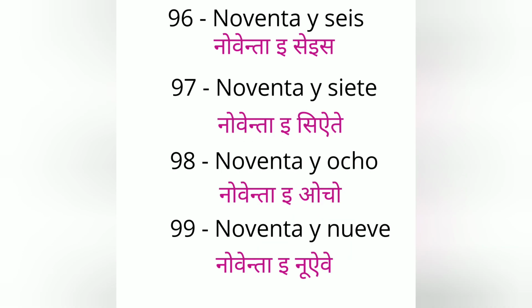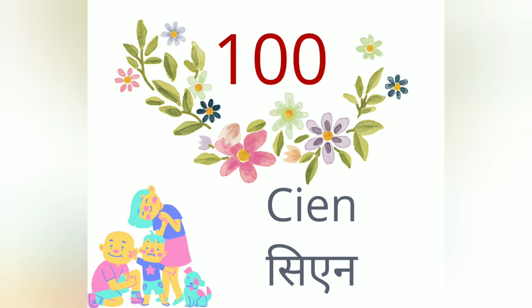Number 96 in Spanish is noventa y seis. 97 is noventa y siete. 98 is noventa y ocho. 99 is noventa y nueve. Number 100 in Spanish is cien. Repeat after me. Cien.